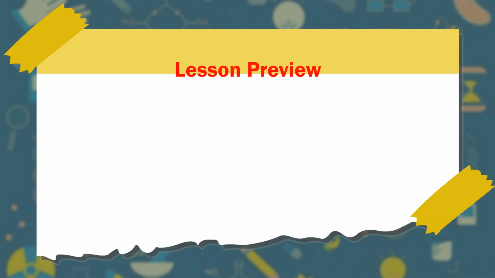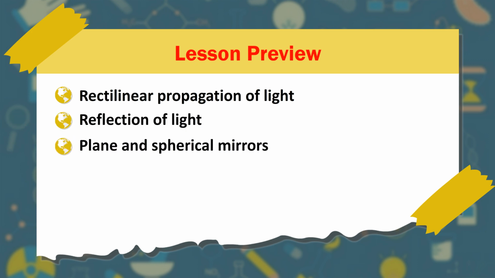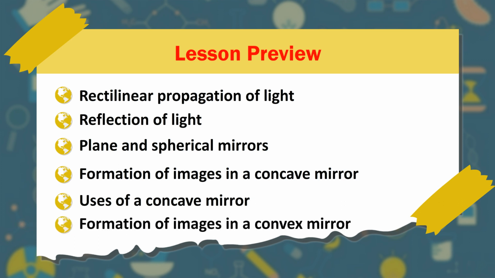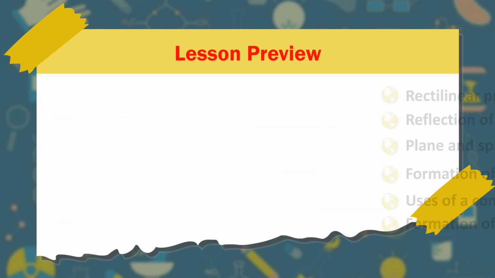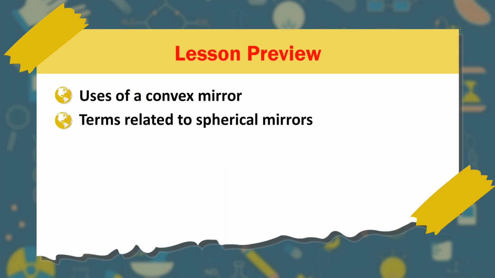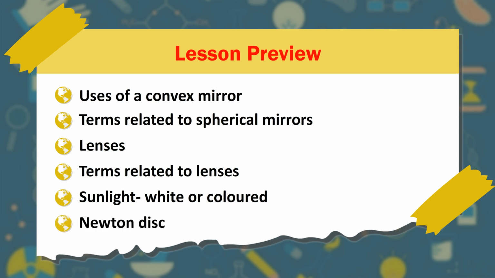Light. Lesson preview. Rectilinear propagation of light. Reflection of light. Plane and spherical mirrors. Formation of images in a concave mirror. Uses of a concave mirror. Formation of images in a convex mirror. Uses of a convex mirror. Terms related to spherical mirrors. Lenses. Terms related to lenses. Sunlight white or colored. Newton disk.